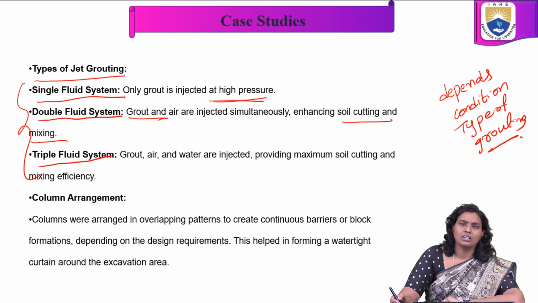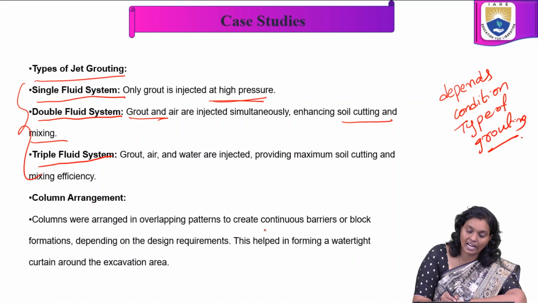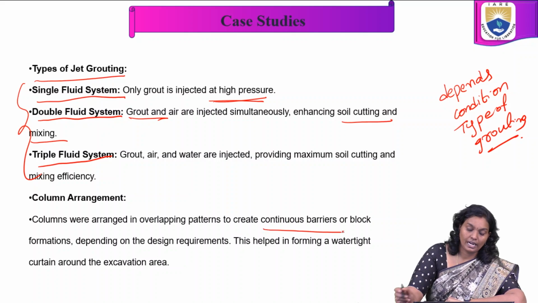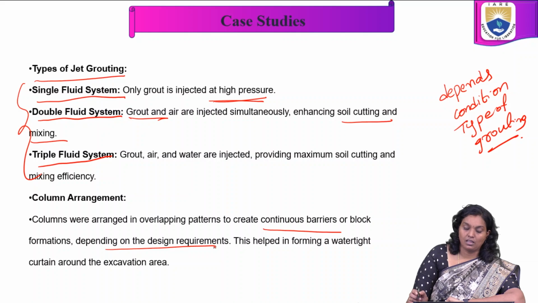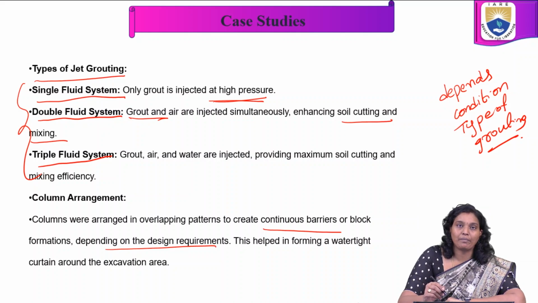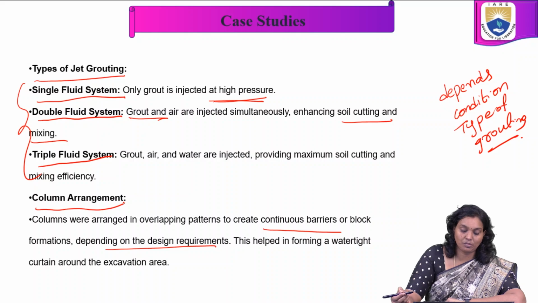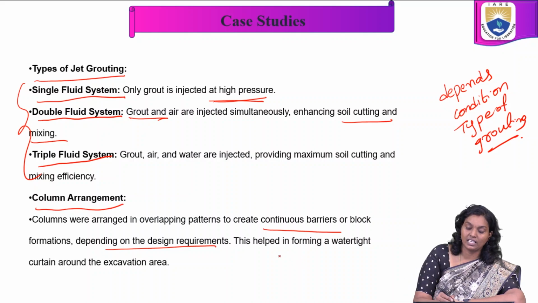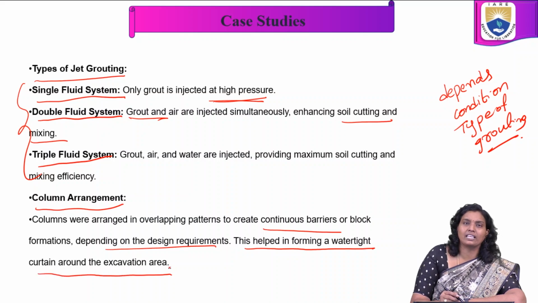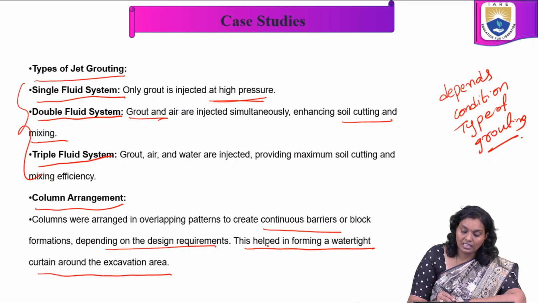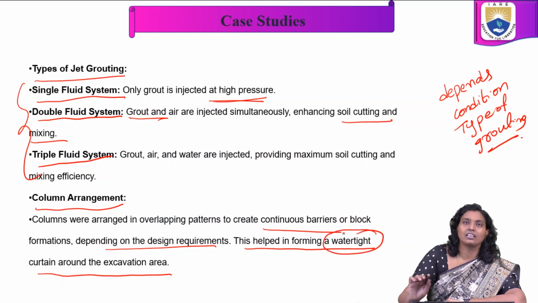In the column arrangements, columns are arranged in overlapping patterns to create continuous barriers or block forms, depending on the design requirements. So it depends upon the design requirements how we arrange the columns, whether in overlapping patterns to create continuous barriers or block formations. This helps in forming a watertight curtain around the excavation area.